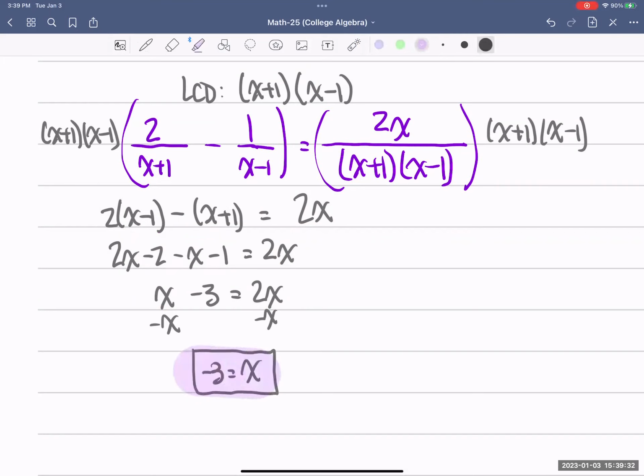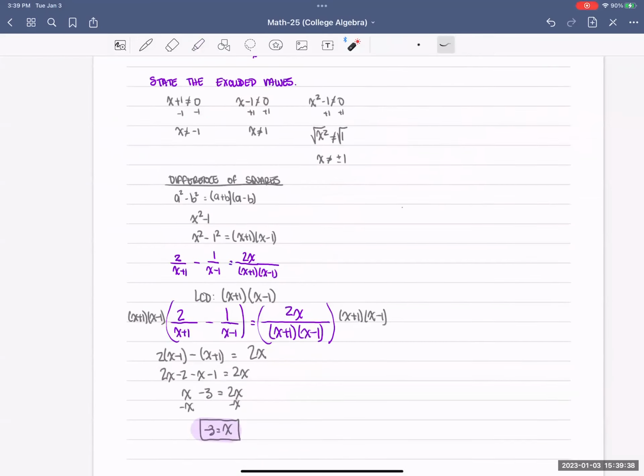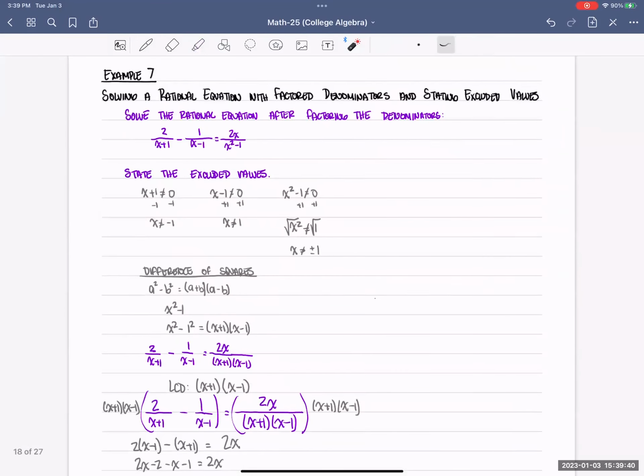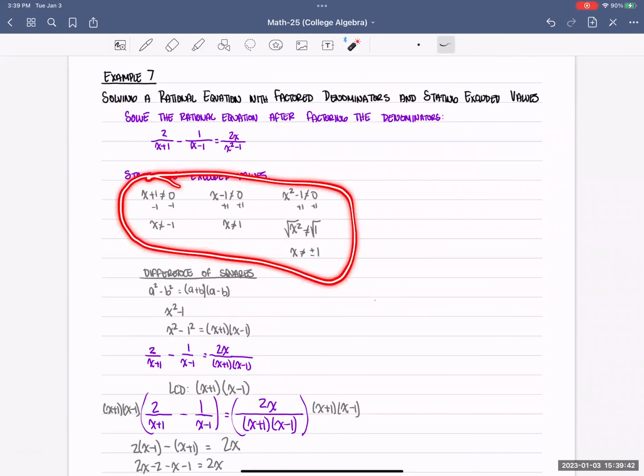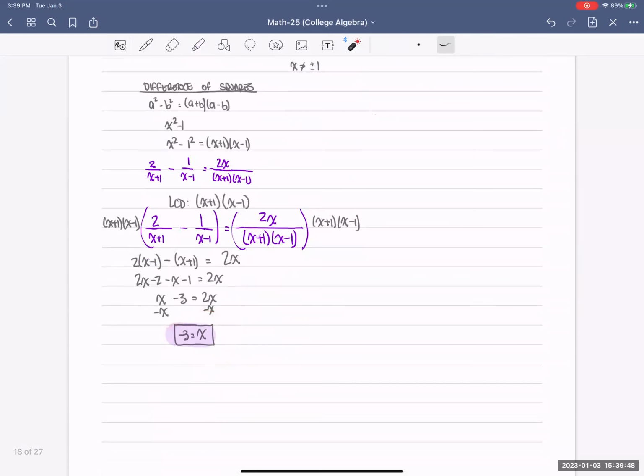Let's make sure that it's not one of the values that we excluded, because over here at the top, we stated the excluded values first. We said that x cannot equal -1 or 1. But down here, we have x is equal to -3. So we're okay, we're in the clear. We don't have what we call extraneous solutions, so solutions that seem to be true, but are not actually true to the equation.